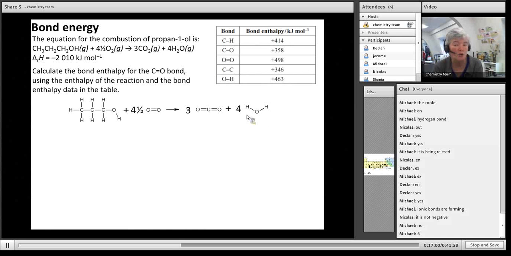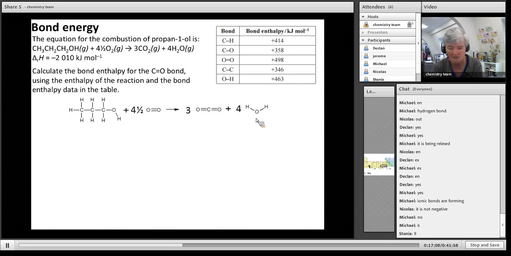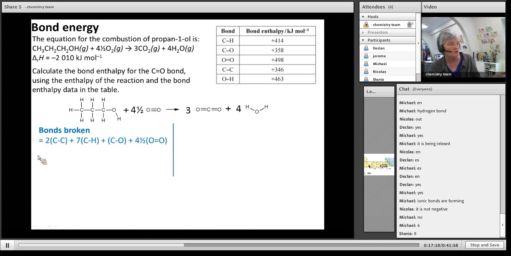How many OH bonds am I forming? Does anybody else want to have a go? 8. Well done, Chennai. Okay, because I've got 2 OH and I've got 4 water molecules being formed, so it's 8 in total. So it's the same thing, bonds broken. Okay, so I've got 2 CC, 7 CH, 1 CO, and 4.5 O double bond O.